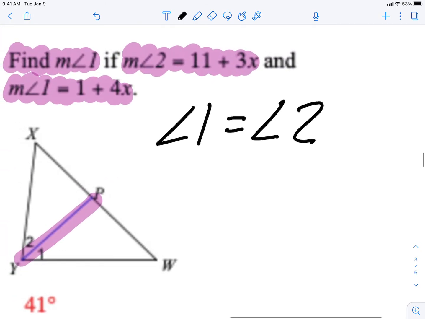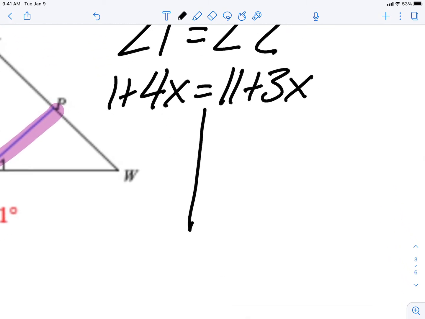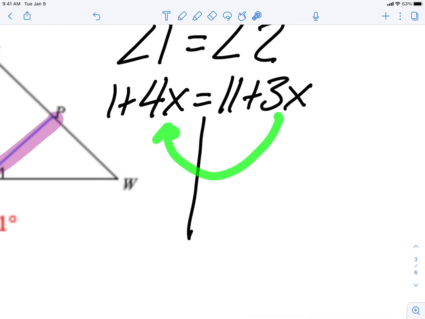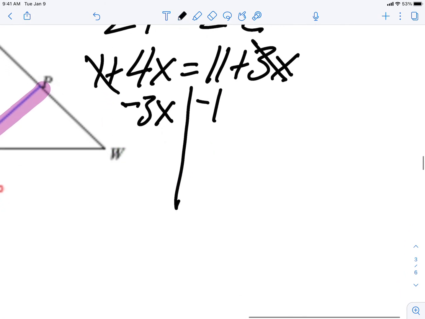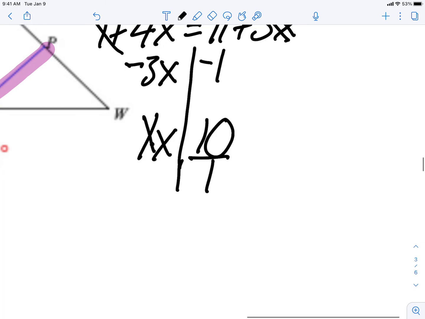So angle 1 is 1 plus 4x. Angle 2 is 11 plus 3x. So let's draw a line of separation. I'm going to move this 3x over and make it a negative 3x. I'm going to move this 1 over and make it a negative 1. 4x minus 3x is 1x. 11 minus 1 is 10. The opposite of multiplying by 1 is dividing by 1. So I get x is equal to 10 divided by 1, which is 10.